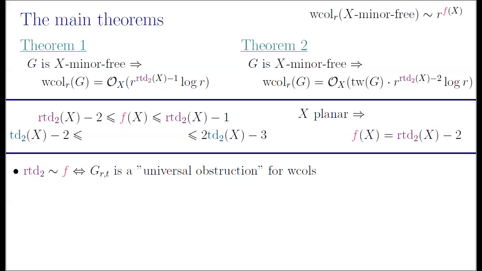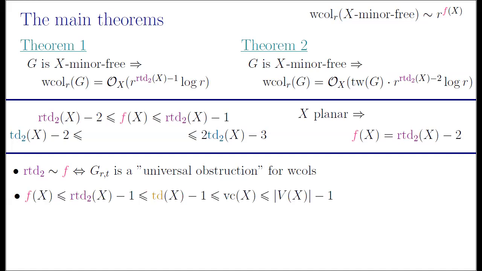Some comments. We tied rooted 3-def with f, and also having in mind that rooted 3-def is very strongly related to this GRT construction, we can put some meta statement like this: that GRT is a universal abstraction for WCol, whatever this means. But it sounds nice. Next, I already mentioned this 3-def of X result. It follows from rooted 3-def, because as I said, rooted 3-def is less or equal than 3-def, and we have this chain of inequalities.